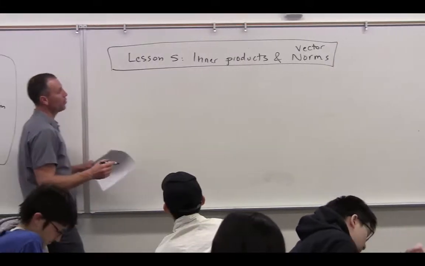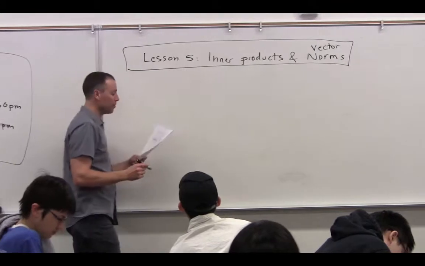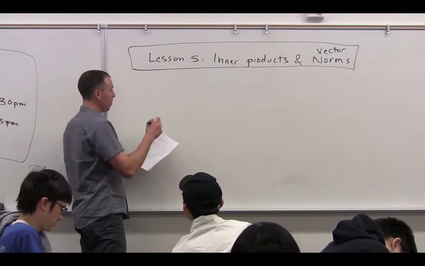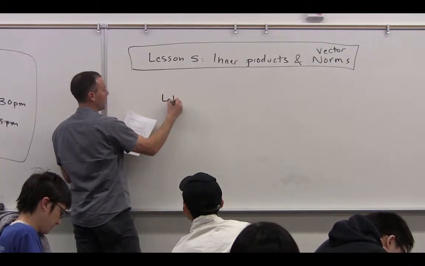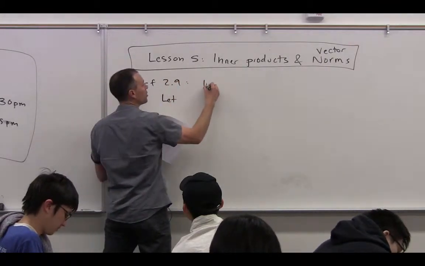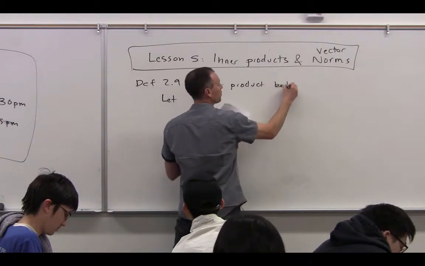We are now going to move on to more sophisticated operations known as inner product and vector norms. These are actually two different chapters in my textbook or the draft manuscript. So the definition that we're going to start with is definition 2.9, and this is called inner product between vectors.